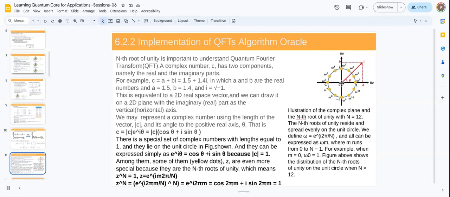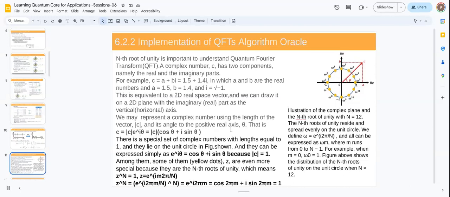if there is a vector C which is made of components A and B, real and imaginary, then A plus iB equals C, represented by C equal to the square root of A squared plus B squared, that is Pythagoras, as you know. And that C is equal to C times e raised to i theta, where theta is the angle, which is equivalent to cos theta plus i sin theta.